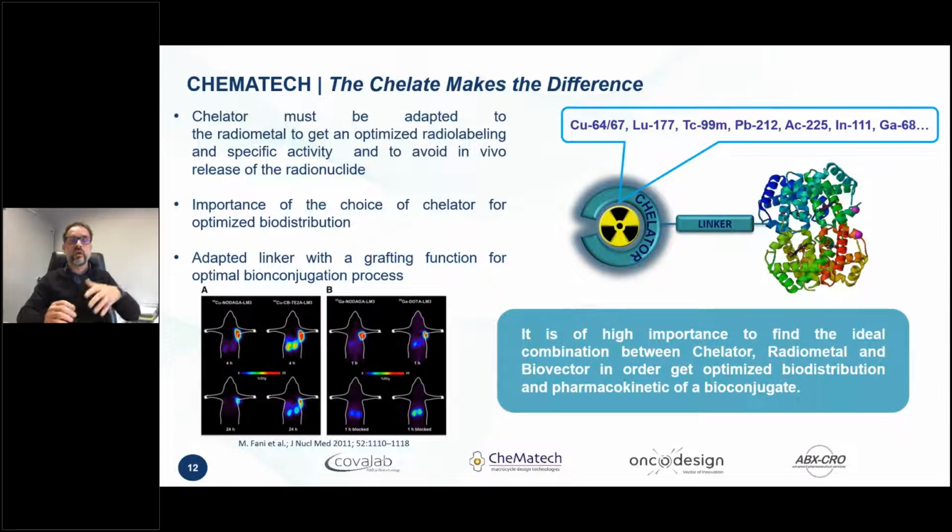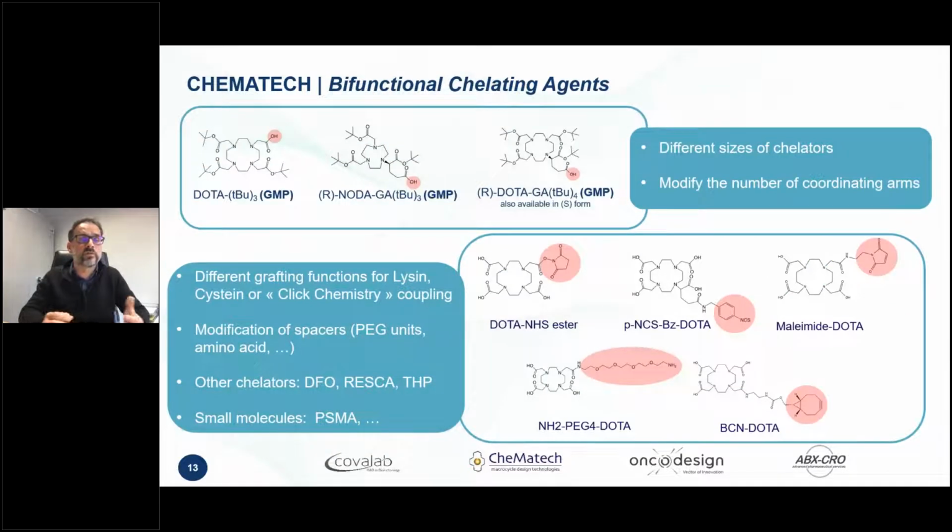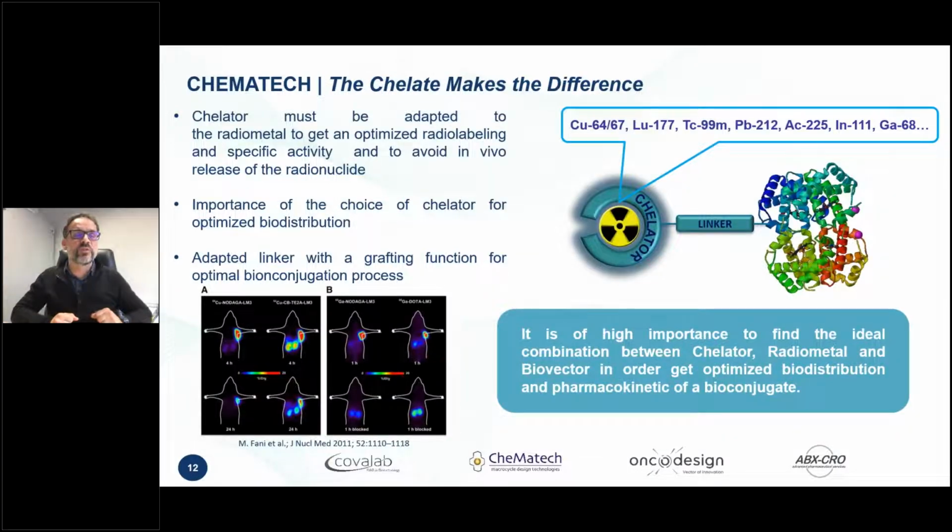So the last point to be considered is the choice of the grafting function. Indeed, you have to add to the chelator a reactive function allowing the bioconjugation reaction. So we will not use the same reactive group if you want to attach the chelator onto a cysteine, lysine, or onto a bioorthogonal function. Moreover, the choice of the linker will also have an impact on the in vivo properties of the radiotracer, in the same manner as for the chelator.